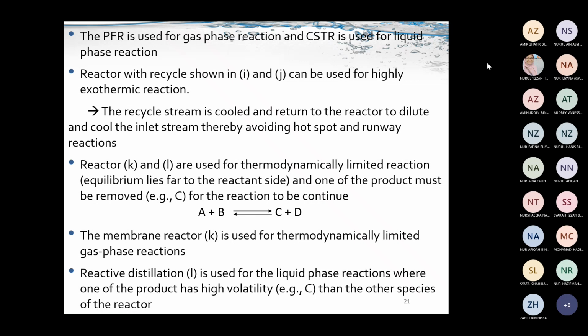Okay, so reactor with recycle shown in I and J can be used for highly exothermic reaction. Ni yang I tunjuk tadi lah, yang ada heater tu jugalah. Alright, the recycle stream is cooled and returned to the reactor to dilute and cool the inlet stream, thereby avoiding hotspot and runaway reactions.